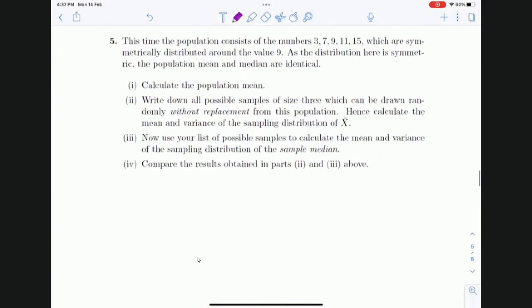Then we move backward to question number 5. Now, question number 5 actually is a very clumsy question. First of all, we have a population. This time we are given a population of size 6: 3, 7, 9, 11, and 15, kind of symmetric. And in part A, the first part, we are asked to calculate the population mean. So what is the population mean?